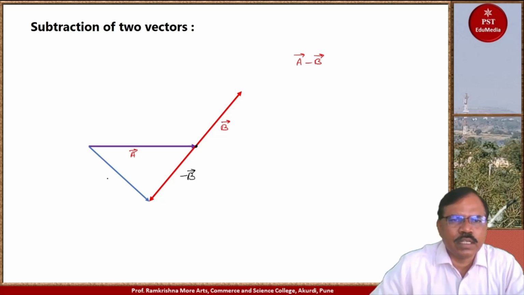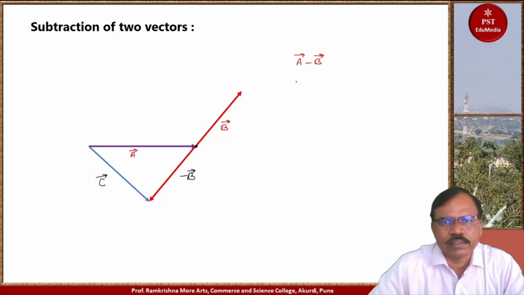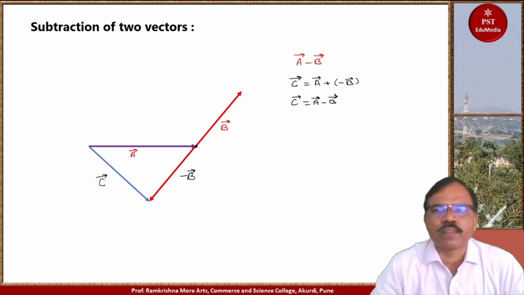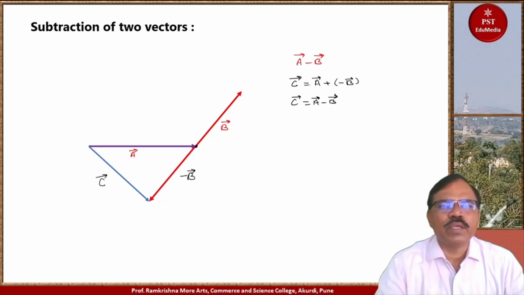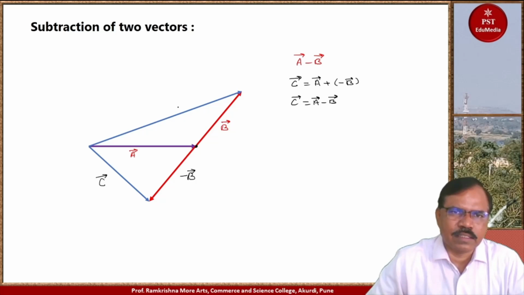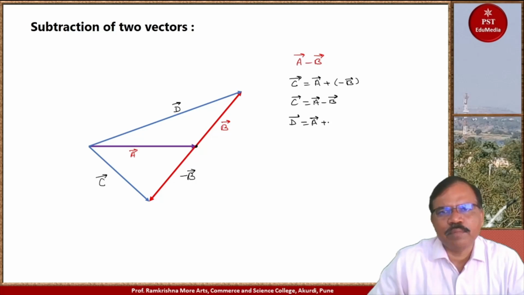So let us call this C. So here C is equal to A vector plus minus B vector. So here we will get C is equal to A minus B. Now here, suppose we take this as vector D. So we know D is equal to what? A plus B for this first triangle. This is the second triangle.